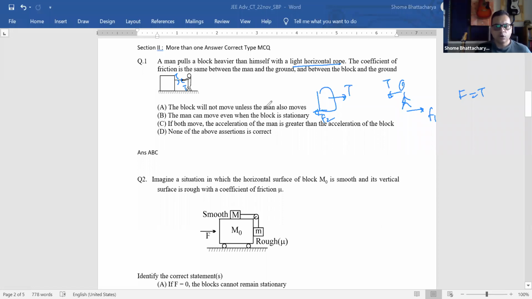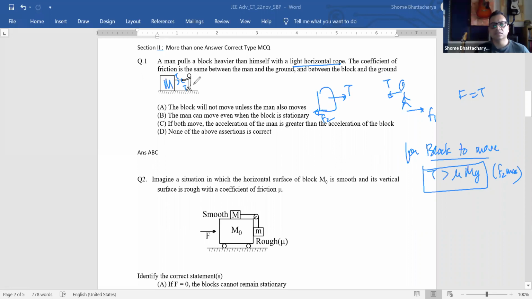Okay. So now the block will not move unless the man also moves. Let's understand this. So for the block to move, T has to be greater than mu capital Mg, that is F2 max. Okay, that is the required condition. Well, let us say this is capital M and this is small m. Okay, and capital M is greater than small m. So that automatically means that tension is greater than mu small mg. Okay, because F1 max is that much and m is smaller than capital M. So if T is greater than this, it's greater than this also. So that means the man will definitely move.